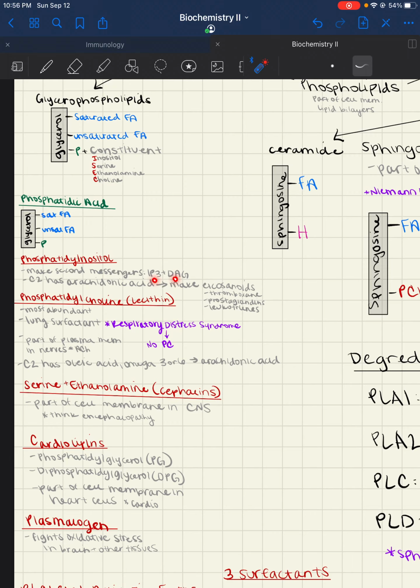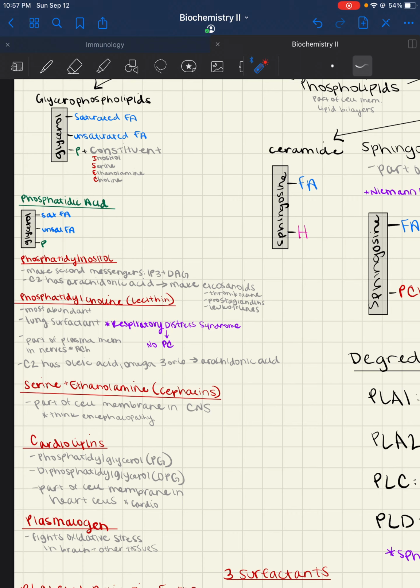Phosphatidyl inositol turns into IP3 and DAG, which are second messengers inside of cells. The carbon 2 on phosphatidyl inositol will have arachidonic acid, and we cut it off using phospholipase A2, which we'll talk about in a second. We cut off arachidonic acid to make eicosanoids, and some eicosanoids are thromboxane, prostaglandins, and leukotrienes.